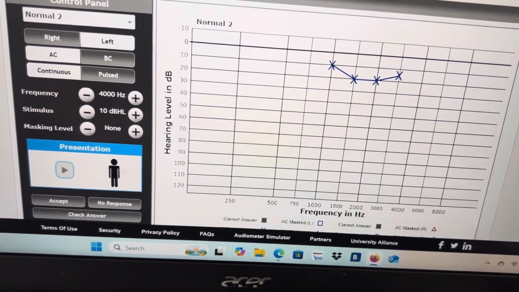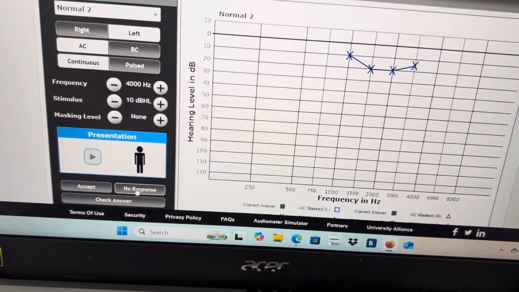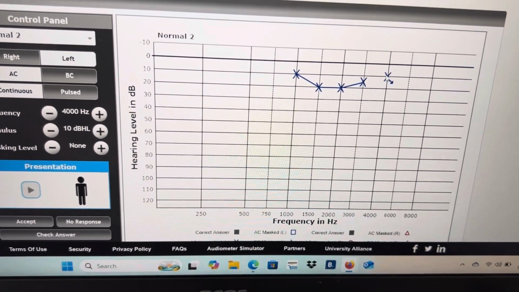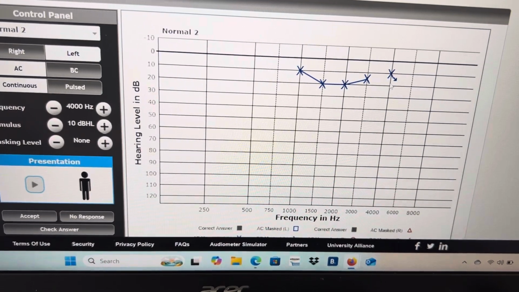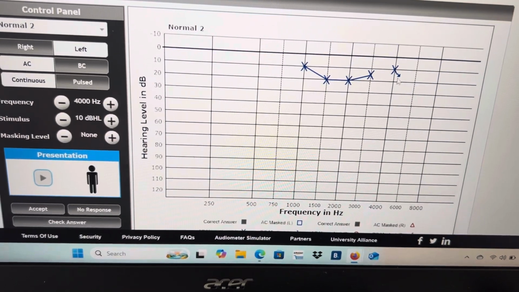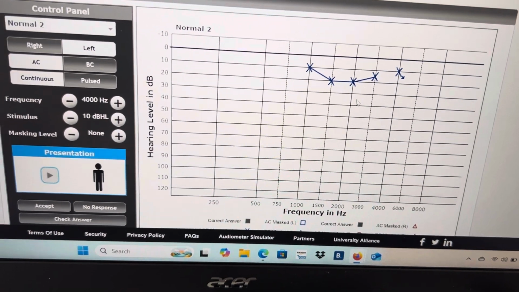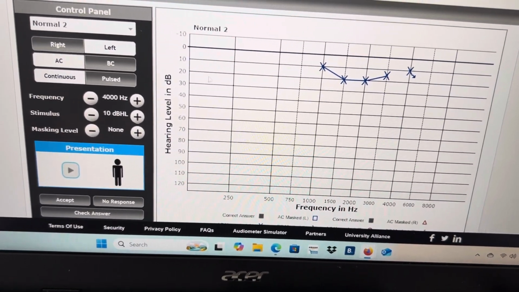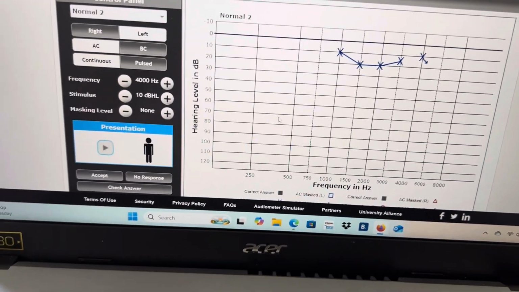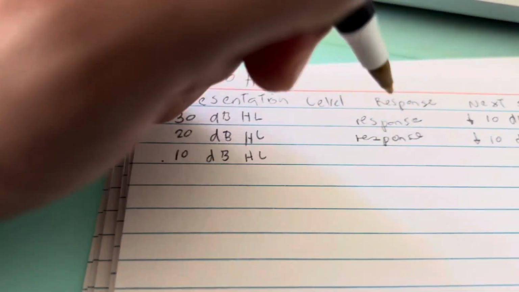As you can see, there was no response by the person. That means we're going to record that as no response. You can see this is the air conduction symbol for the left ear. When there is no response, we just add that little arrow to the X. So there was no response at 10 decibels and 4,000 hertz frequency. We're going to record that over here, no response.